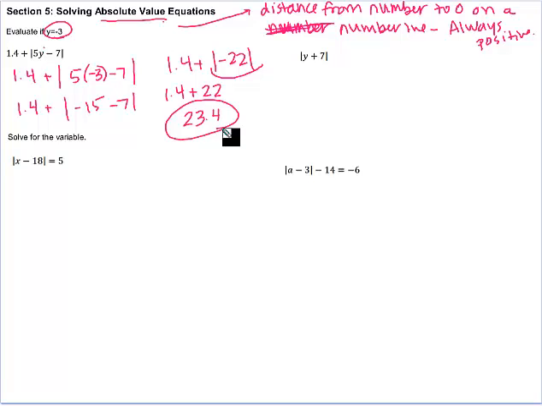Okay. Next one, absolute value of y plus 7. So substitute it in. So -3 plus 7. Well, -3 plus 7 is 4. Absolute value of 4 is 4.